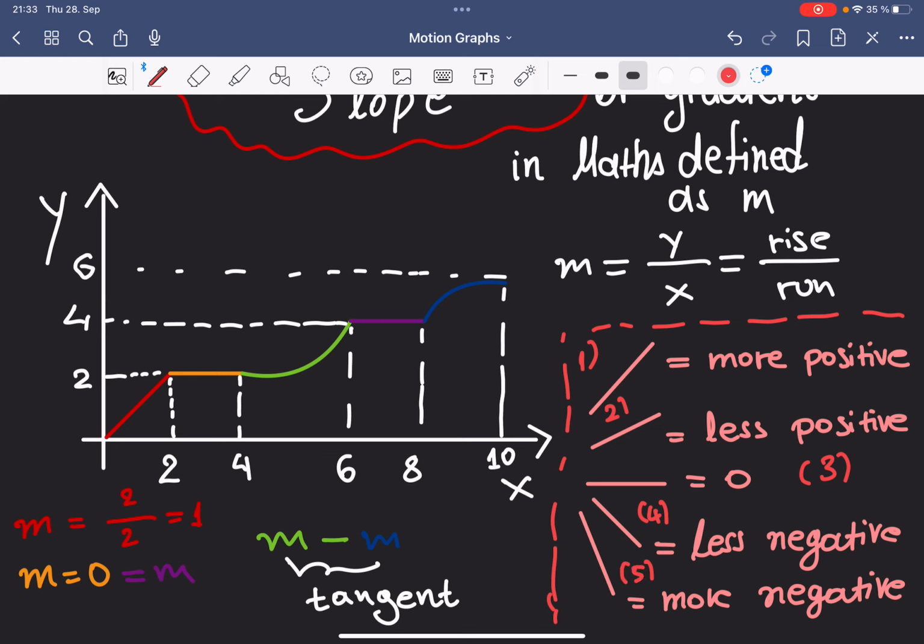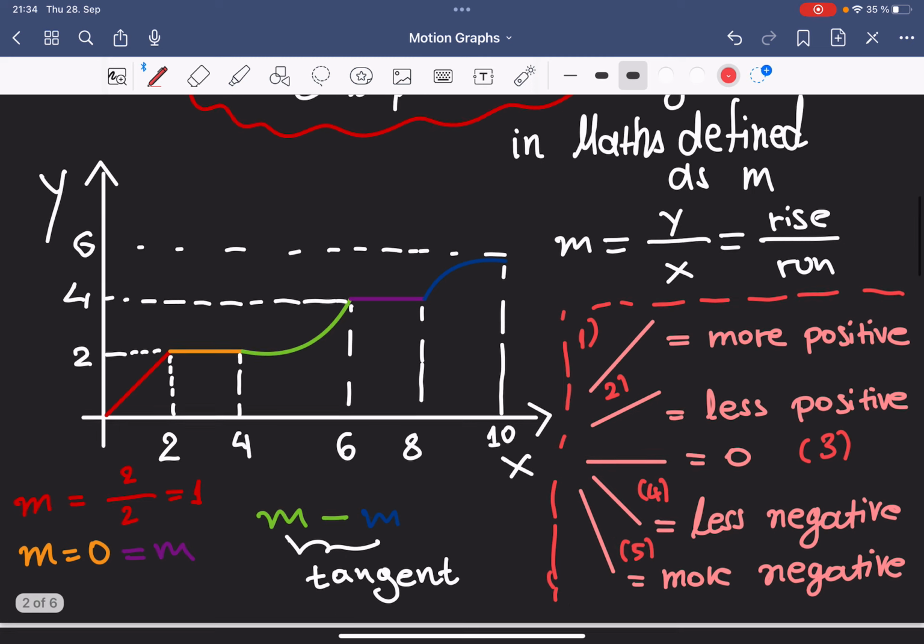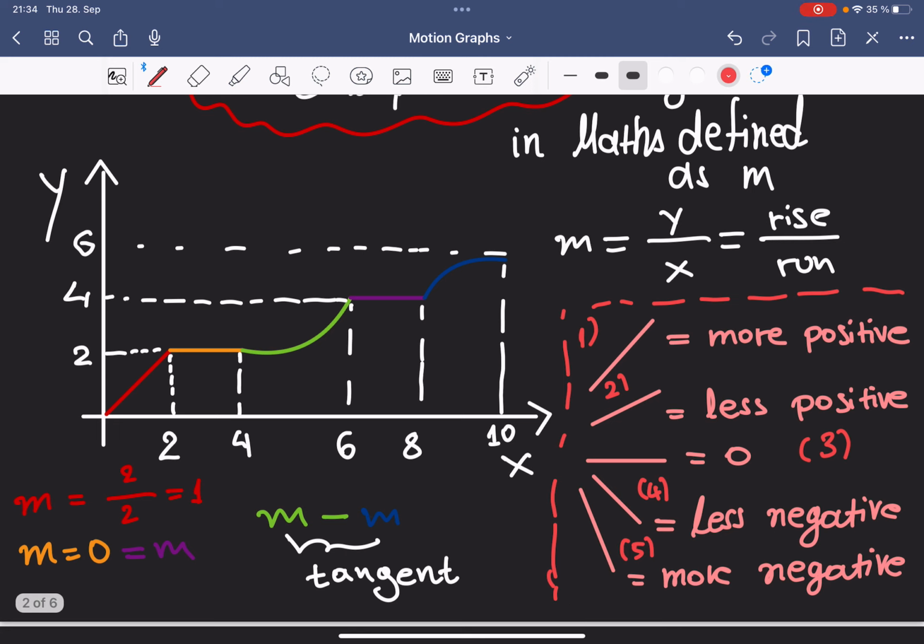This would be quite important because, as we will see soon, gradient represents something specific in all these graphs, and you should be able to compare these different gradients in the motion graphs that we'll see in the examples later on. So if you look at the red line, and you want to define the gradient for the red line, it's the rise over run, or in other words, it's the length of this side over the length of this side, and it's 2 over 2, so that's 1.